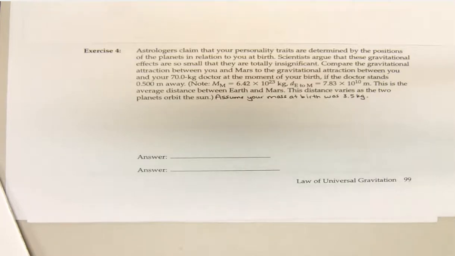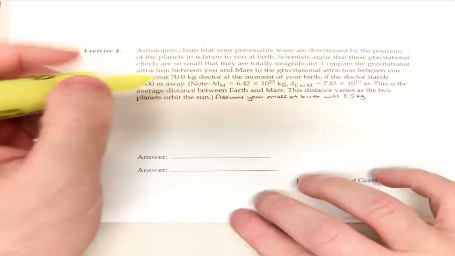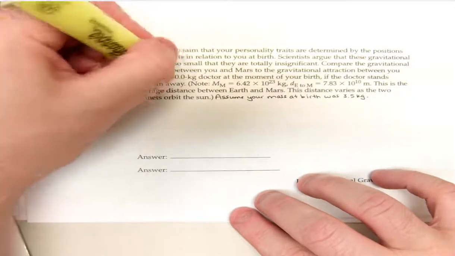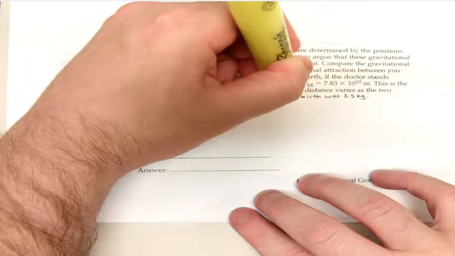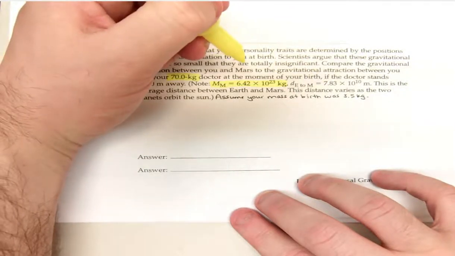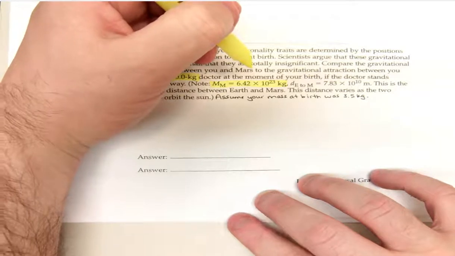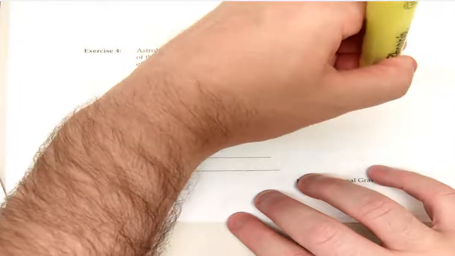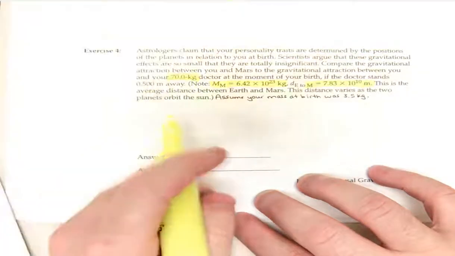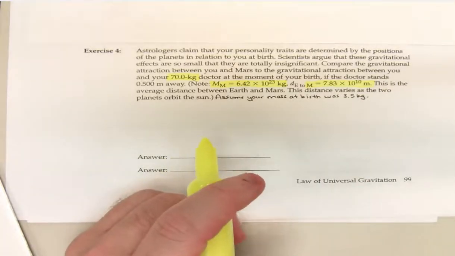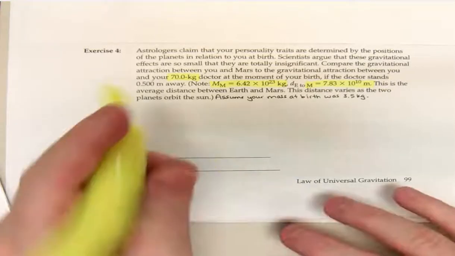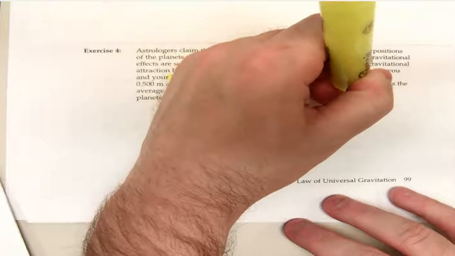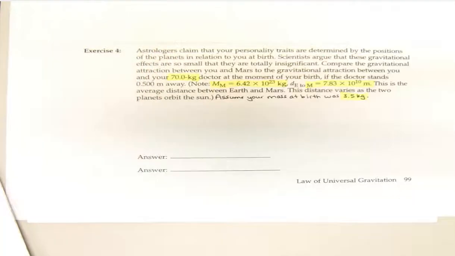So, let's highlight. The mass of the doctor is here, 70 kilograms. The mass of Mars is this. And then the distance to Mars is this. This is the average distance between Earth and Mars. And then your mass at birth, I think we're assuming you are 3.5 kilograms.